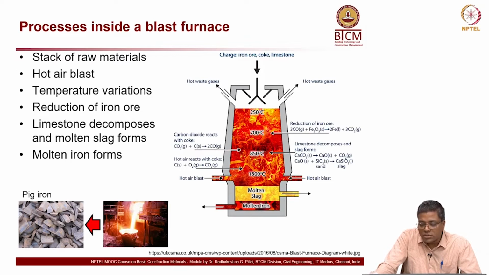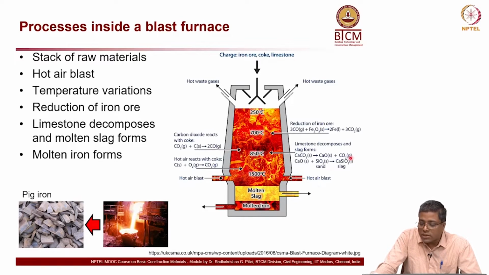As the temperature increases, as you move down into the furnace, you also see that limestone starts decomposing, and what is formed? Slag is formed. Now, as the temperature keeps on increasing as it goes down, the slag and everything starts melting, and then you can see the molten slag will fall down and settle here, or rather float on top of the molten iron. So, molten iron being heavier, it will settle down, and molten slag being lighter than the molten iron, it will float on top.